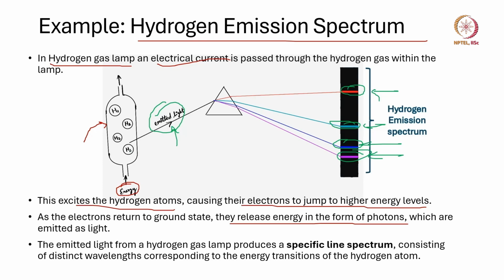Since the emitted light from the hydrogen lamp doesn't contain the wavelengths in between these discrete lines, the line spectrum of hydrogen shows dark bands or dark spaces in between these specific lines. Thus, the emitted light from the hydrogen gas lamp produces a specific line spectrum consisting of distinct wavelengths corresponding to the energy transitions of the hydrogen atom.